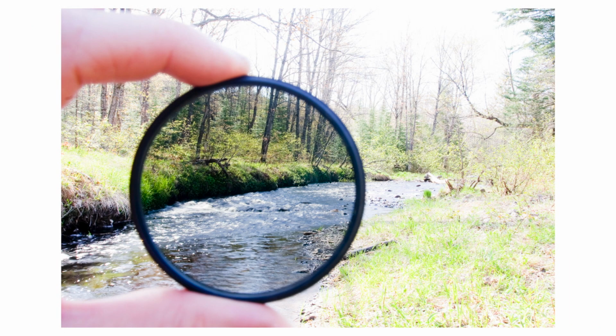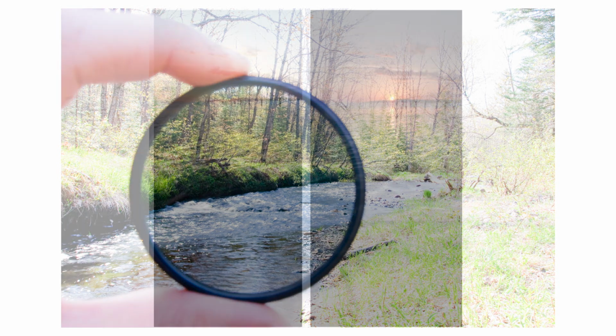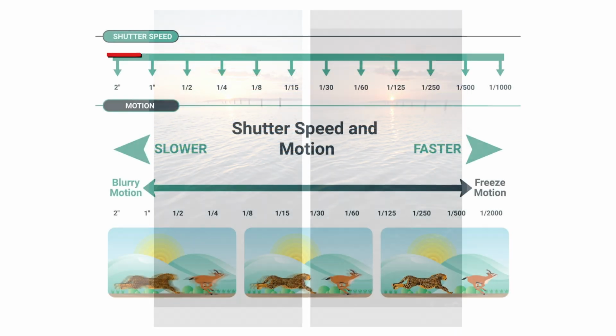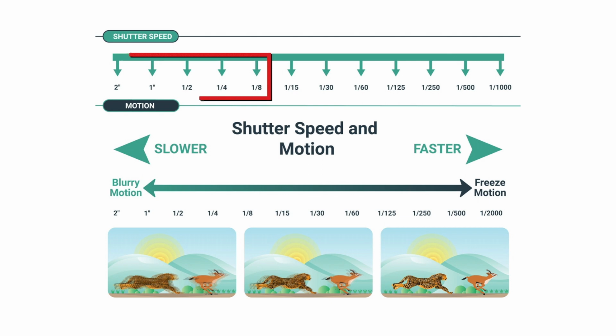Using a neutral density filter is another great way to reduce the amount of light that reaches the sensor. These filters act like sunglasses for your camera, reducing the amount of light that comes through the lens and allowing you to use a slower shutter speed during bright lighting conditions.